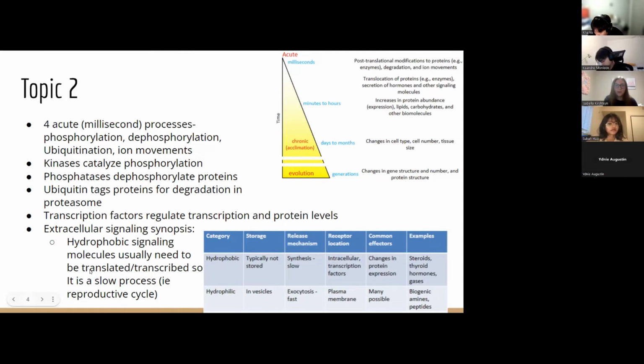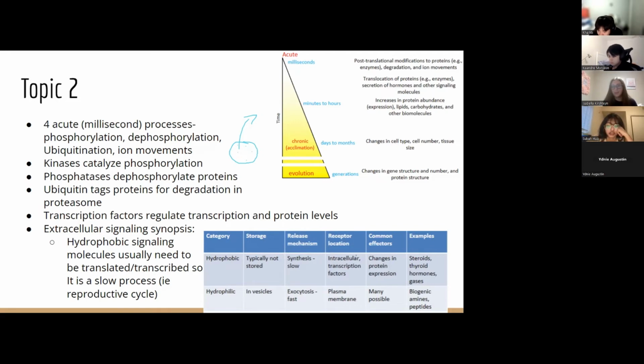Hydrophobic signaling molecules usually need to be translated and transcribed, so it is a slow process. An example is the reproductive cycle. That's because if I want to store hydrophobic molecules in a vesicle or something, these membranes are always going to be phospholipids, and that's hydrophobic. So we can't store them, because they would just diffuse right out. So they're not stored, and we have to synthesize them every time we need them. So it's a slow process.